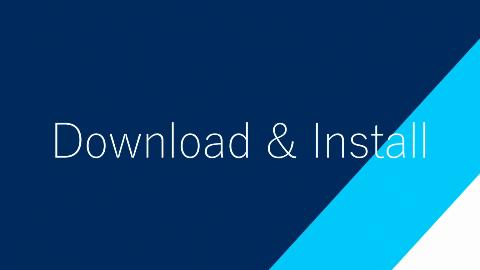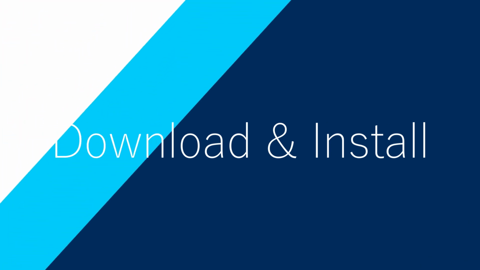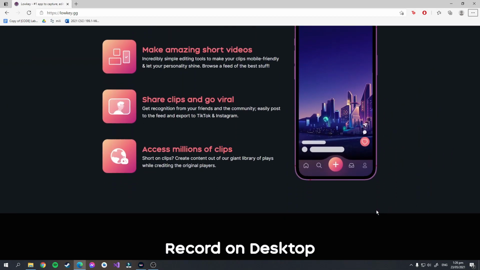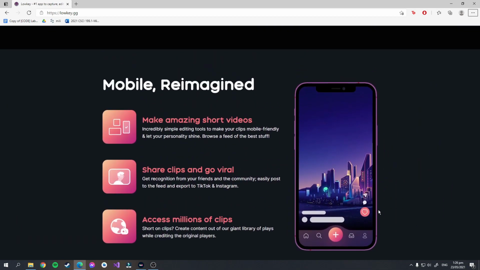First step is to download the software found in the link in the description below. Now, in the website, you will find the download buttons for whichever platform you're on, whether you're on Windows or Mac OS. It is available right here. As a bonus, they also created a mobile version of the app, which you can check out right here, but we will be mainly focusing on the desktop version.